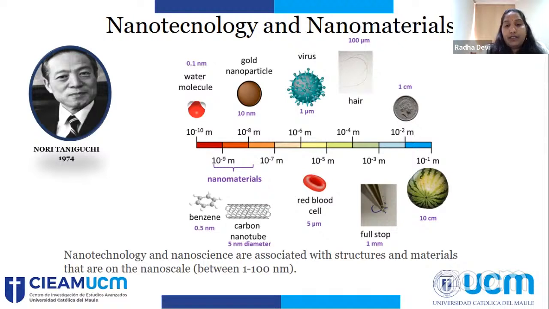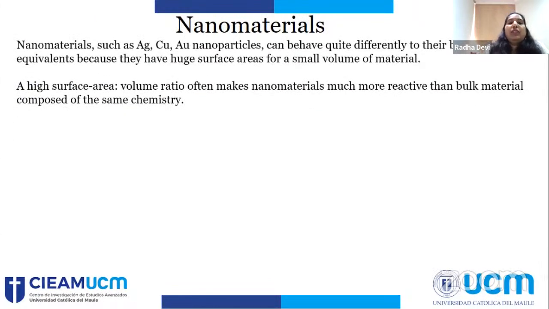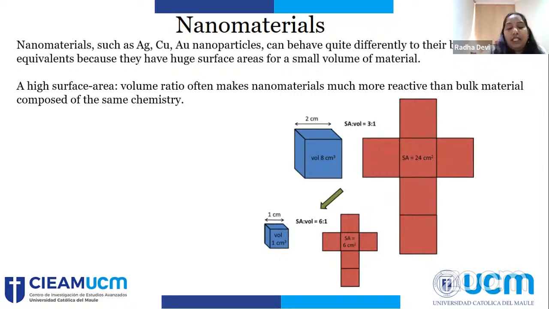So nanotechnology and nanoscience are associated with structures and materials on the nanoscale, between 1 to 100 nanometers. Nanomaterials such as silver, copper, and gold are very different from their bulk state, because they have a huge surface area for a small volume of material. For example, in this image, the bulk material has a surface area to volume ratio of 3:1, and when you manipulate the properties, the nanomaterial will have more surface area for less volume.